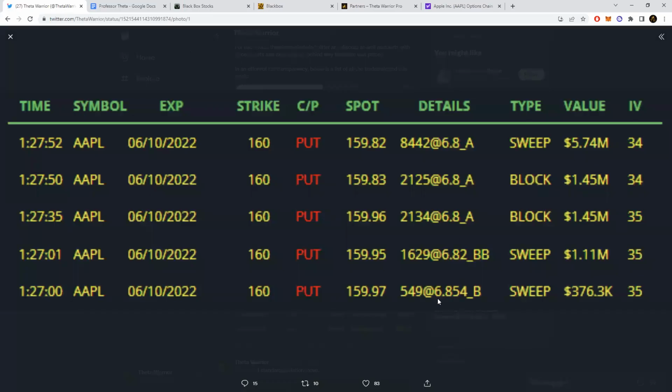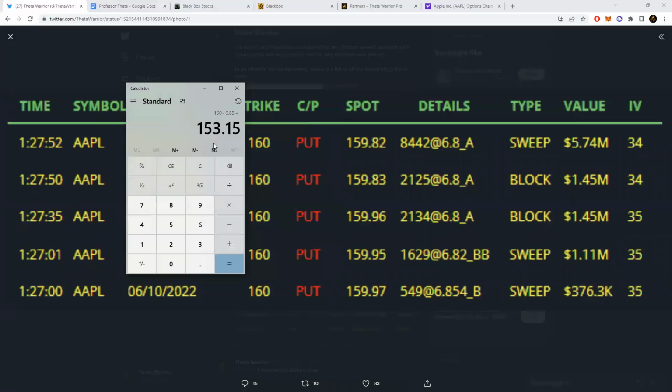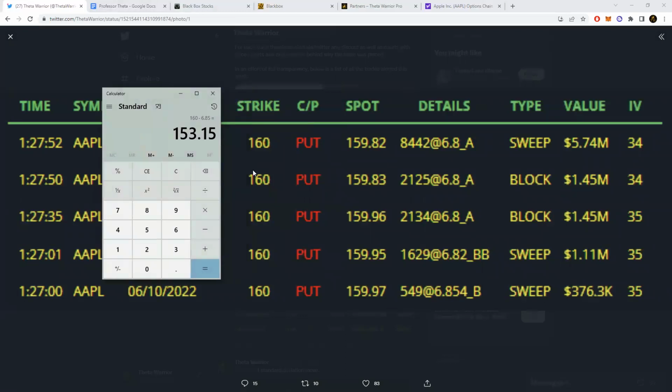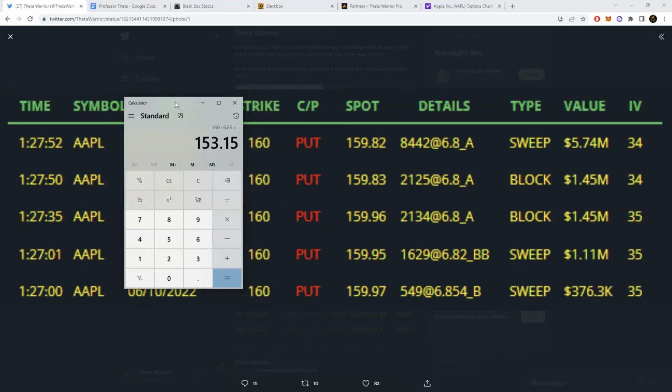So these guys sold these at 6.85. Quickly we'll pull up the calculator here: 160 minus 6.85. So technically these guys own the stock at 153. Maybe they're okay with owning it at 153. Maybe they're hoping that it stays above 160 and they get to keep the entire premium sold. Keep in mind though, this trade is profitable anywhere above 153.15, roughly, averaging these in. They'll make money if the stock is 155, 157, 158 at expiration, which again is 6/10. So there are a lot of ways to make money when you're writing puts.